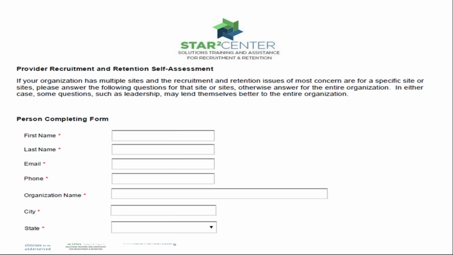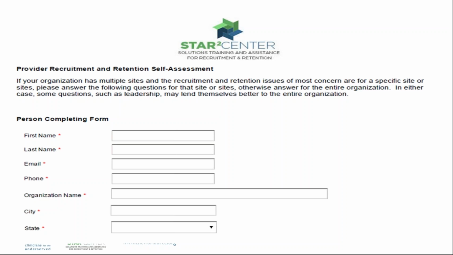And the initial part of the tool is demographic information, so we know how to contact you. Anything with a red star is required to move on with the tool. So we would want to at least have your name, email, phone number, your organization, city, and state, because we may want to reach out to you and say, oops, there was a mistake on the tool or something. Or if you contact us, we want to be able to match you up as the person requesting training or technical assistance with the information you've completed on the tool.